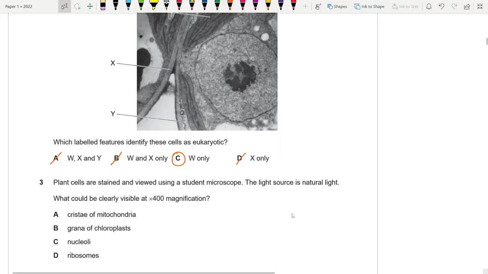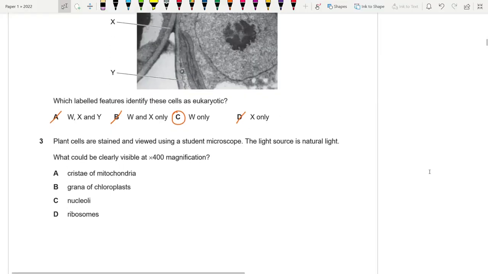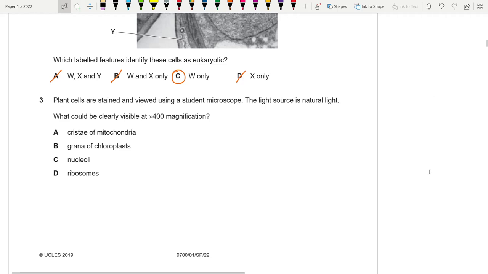Okay. Moving on to 3 now. Plant cells are stained and viewed using a student microscope. The light source is natural light. What could be clearly visible at 400 times magnification? Basically, we cannot see ribosomes. It's 20 nanometers in diameter, right? So we cannot see ribosomes. We cannot see cristae. We cannot see the grana of chloroplasts, right? We hardly see the mitochondria. How are we gonna see the details of mitochondria, right? Because it's like 7 nanometers, the cristae, the thickness, right? So we can see nucleoli though. They're gonna be stained properly. So 3 is C.